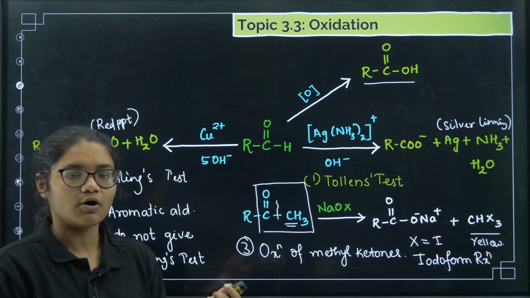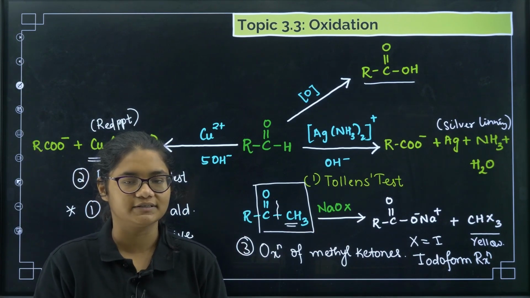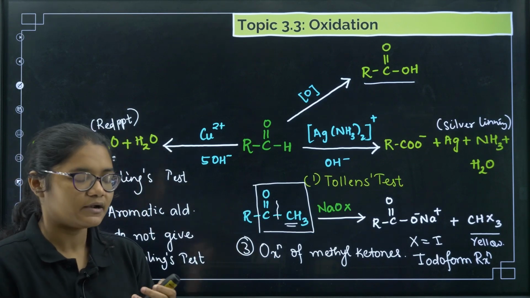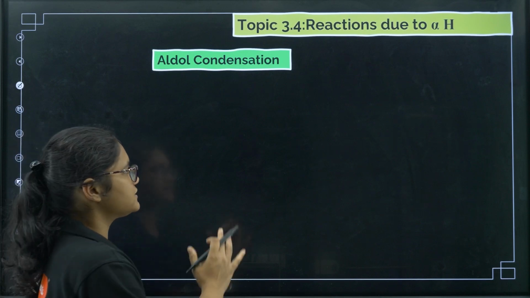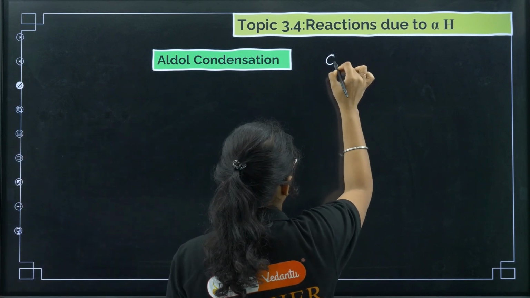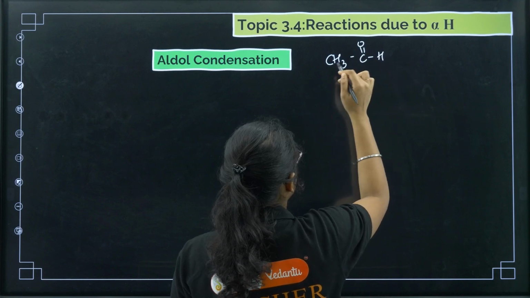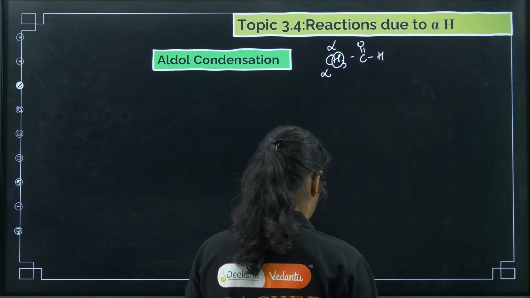Okay, so under oxidation we have Tollens reagent, we have Fehling's reagent, and then we have oxidation of methyl ketones. So the third category of reaction is over. Next, coming to the fourth one, that is reactions due to alpha hydrogen. Now first let us understand what an alpha hydrogen is. Suppose this is there, CH3 C double bond O H. So this is your alpha carbon and this hydrogen is the alpha hydrogen, right?